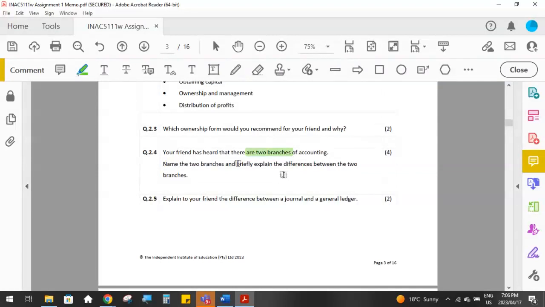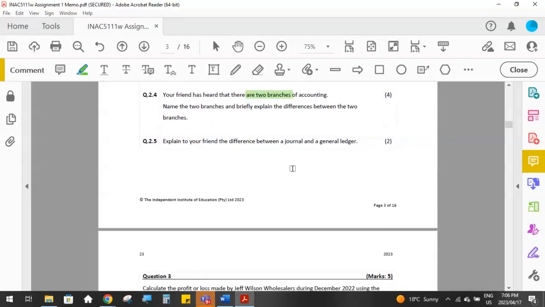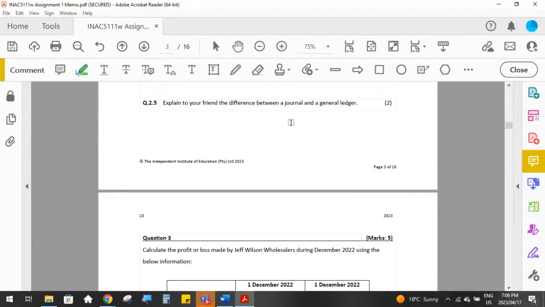And financial accounting, we prepare according to the strict IFRS accounting rules. Management accounting, we are free to do our worksheets in whatever way we want to. That's going to give our management the information that they want. I'll just finish question 2 here.